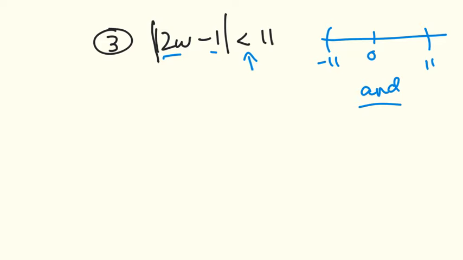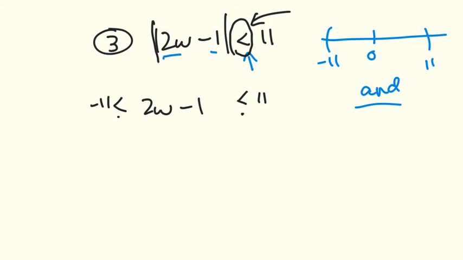So that means that somewhere between negative 11 and positive 11 is going to be the 2w minus 1. And notice that since we've got a less than and it's not less than or equal to, these both turn into less thans and not equal to. So again, anytime that the absolute value inequality is less than some number, it's always going to turn out to be an and inequality.